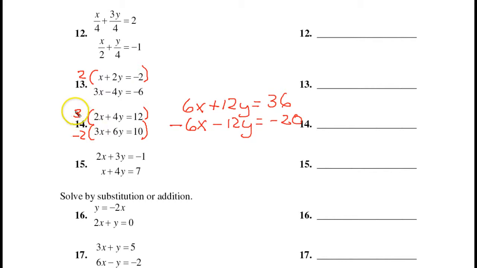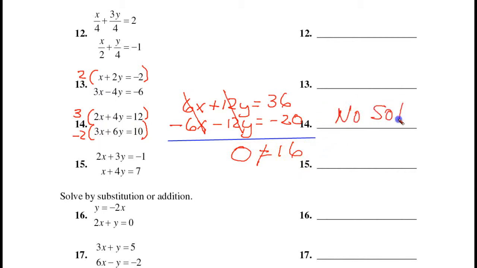Now as I do the first one, I get this. And as I do the second one, I get this. And then lo and behold, what happens here? Well, these cancel out. These cancel out. I end up with a 0 equals 16. Is that a true statement? No. So these lines are parallel because I ended up with a not true statement. So for number 14, there is no solution. The lines are parallel.